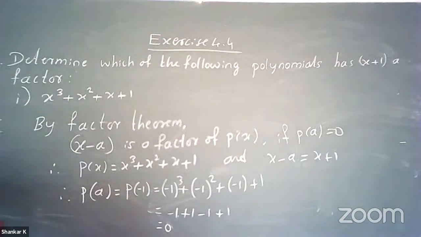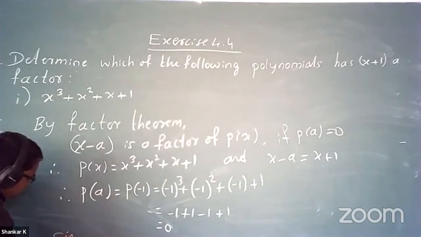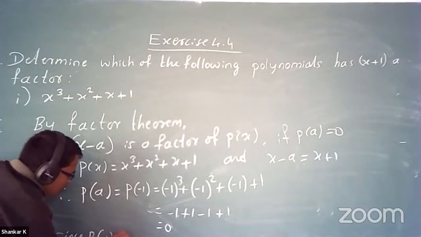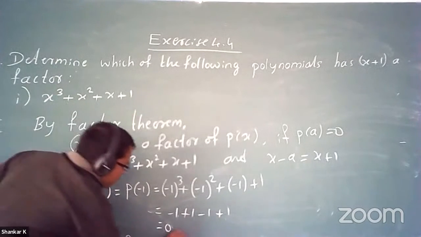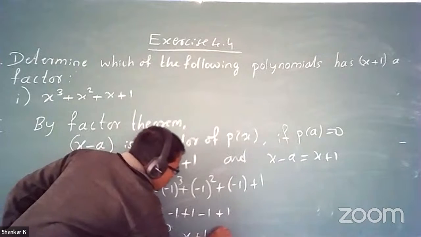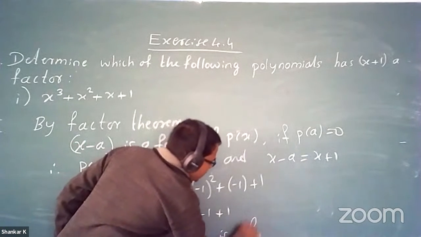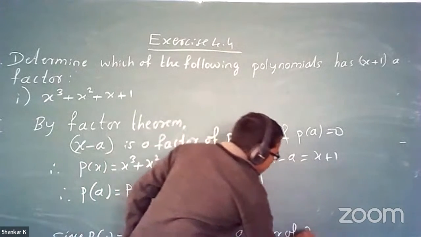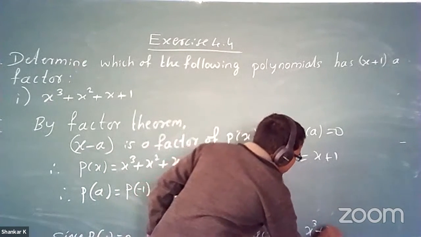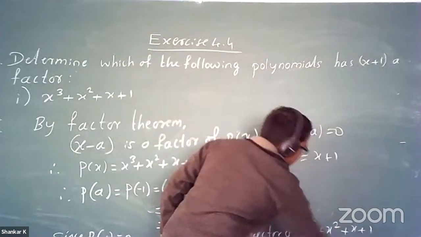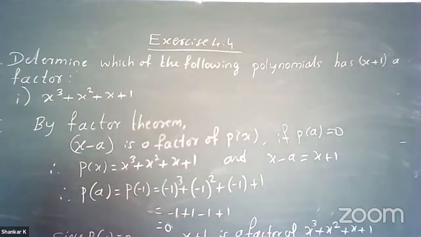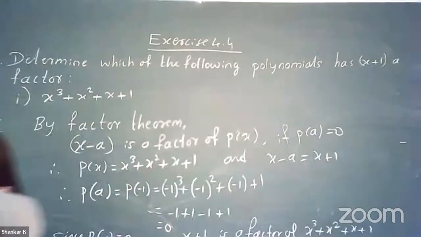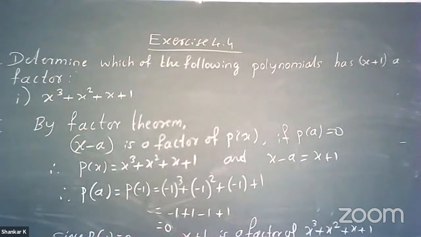Okay. Since p of minus 1 is 0, x plus 1 is a factor of x cube plus x square plus x plus 1. Any doubt is there? Students, if any doubt is there, you can ask.